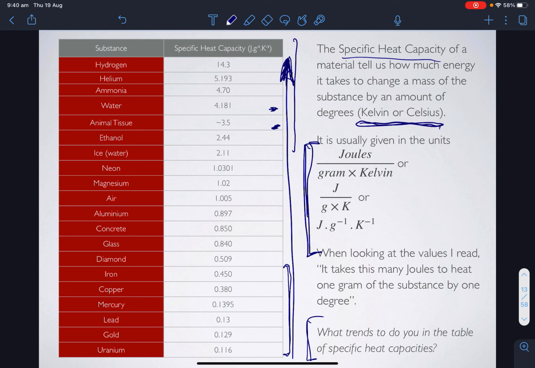So the general trends that you should be seeing is that non-metals tend to have large specific heat capacities, okay? They take a lot of energy to change their temperature. Metals do not need a lot of energy to change their temperature, okay? They tend to be down the bottom of the scale there.